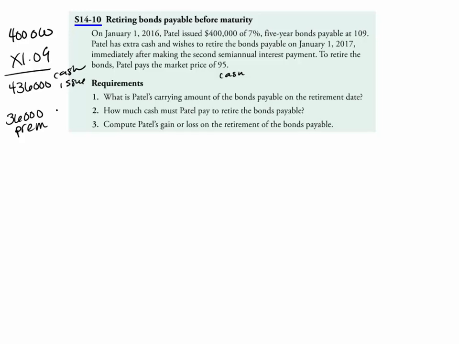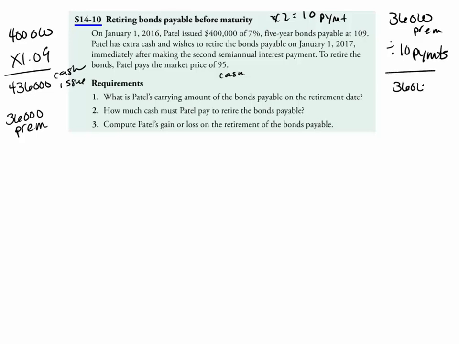So at the beginning they would have said, okay, we had a $36,000 premium, and this is a 5-year bond with semi-annual payments. So 5 times 2, so there'll be 10 payments, right? So I take the total premium, $36,000, divided by 10 payments.